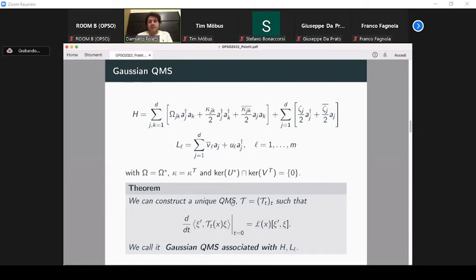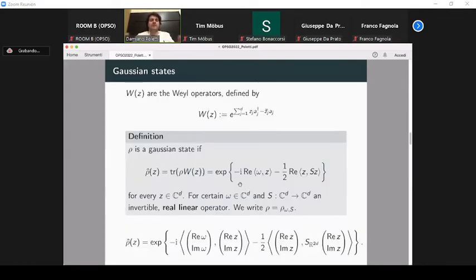The theorem is that we can construct a unique quantum Markov semigroup starting from a generator with this choice of operators, and this is called the Gaussian quantum Markov semigroup associated with H and L. So this is how we define a Gaussian quantum Markov semigroup. But why are they called Gaussian quantum Markov semigroups?